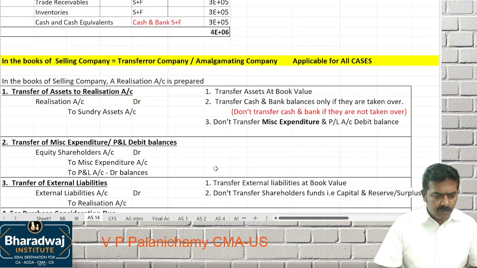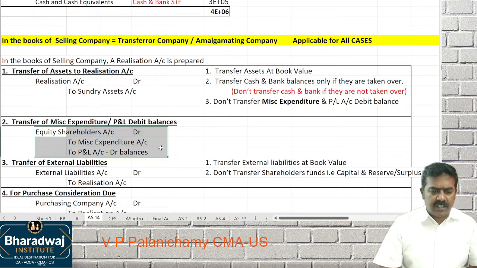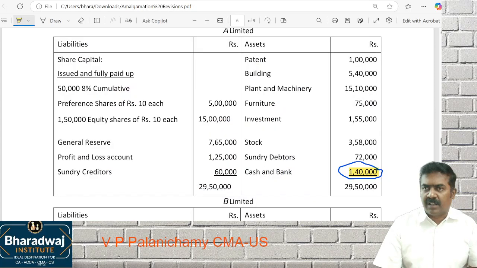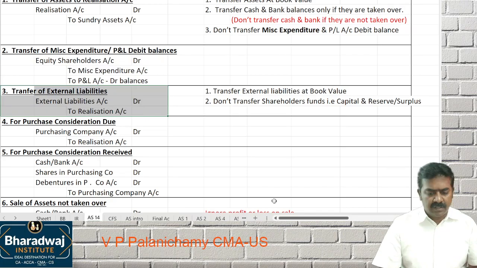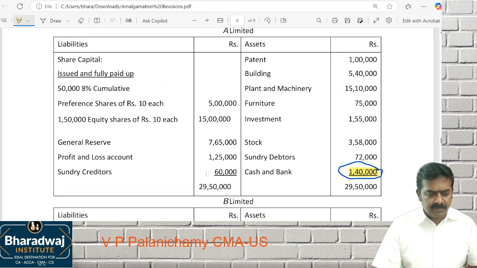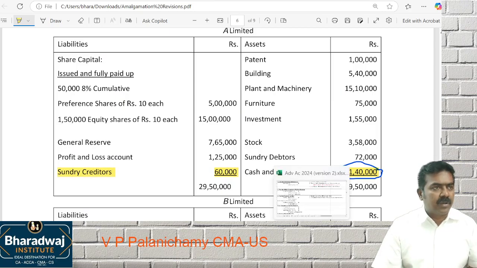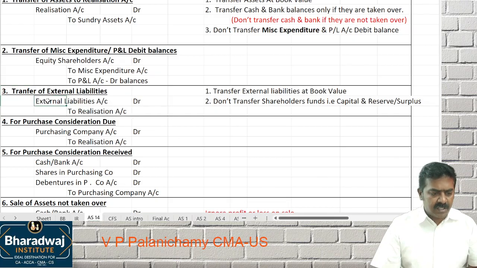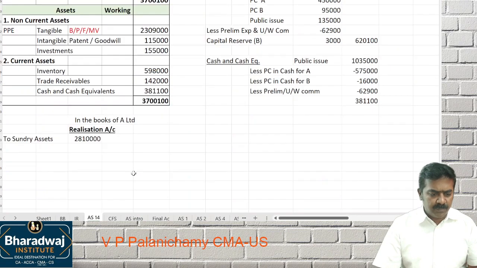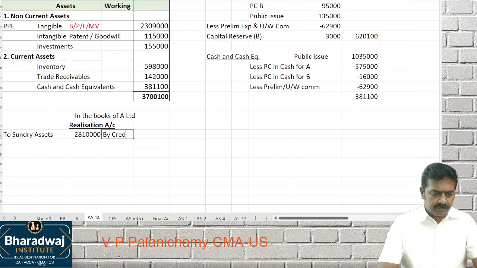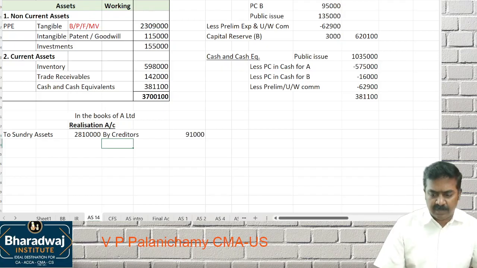Then we'll transfer miscellaneous expenses and the debit balance of P&L account. In this question, it is not there. Then transfer external liabilities to realization. In this question, what is the external liability? Only one external liability, creditors, given. We'll transfer this to the realization account. This also will be at book value, by creditors, 91,000. We transfer external liability.